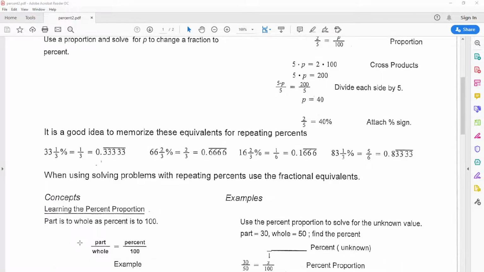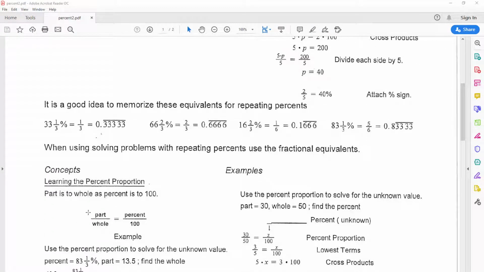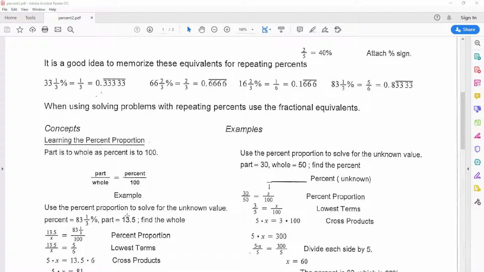Now here's a percent proportion. Part is to whole as percent is to 100. Now we have examples we can use. Use the percent proportion to solve for the unknown value. Given part and whole, find the percent. So the part is 30, the whole is 50. I replace my variables with values, and I solve for x, the percent.